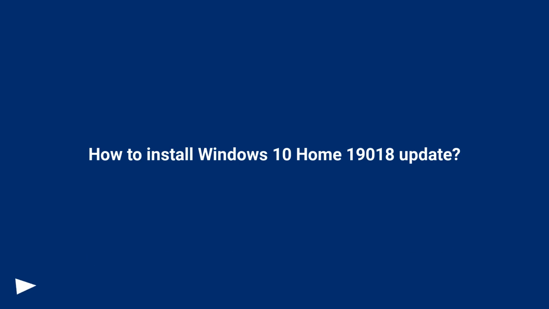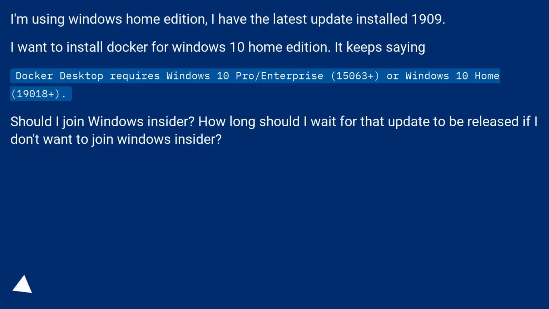How to install Windows 10 Home 19018 update? I'm using Windows Home Edition. I have the latest update installed, 1909. I want to install Docker for Windows 10 Home Edition.